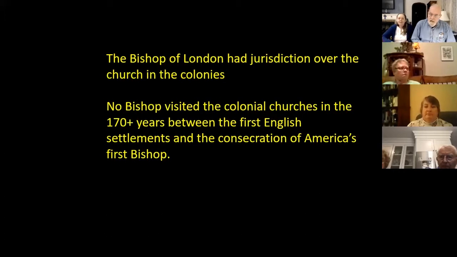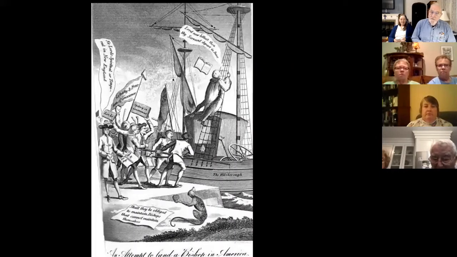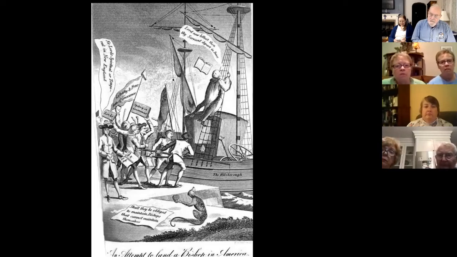Thus, anyone in the colonies wishing to be ordained had to take the perilous sea voyage and a return trip back. It also meant that no one in the colonies could be confirmed and no bishop traveled to the colonies. As this cartoon from those times shows, when a bishop for the colonies had been suggested in England, it was never accepted by the Church of England bishops or the crown.